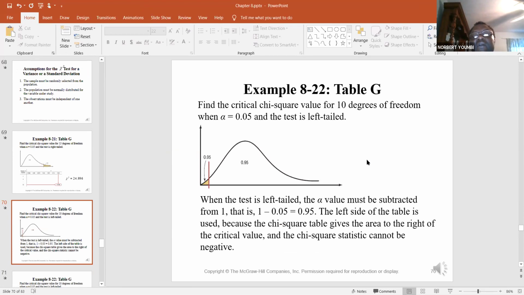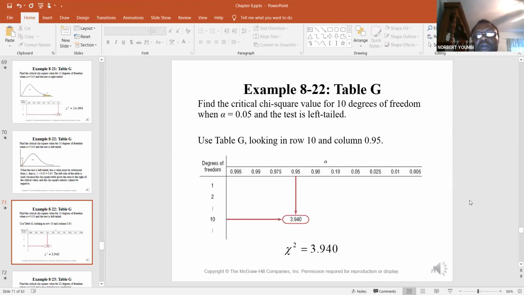Here, find the critical chi-square value for 10 degrees of freedom when alpha equals 0.05. So this is where we have 0.05. We will do 1 minus 0.05 because the chi-square distribution is a right-tail distribution. So for a left-tail test, you will do 1 minus alpha before you read the table. You will match 1 minus alpha with the degree of freedom of 10, so we have degree of freedom of 10 and 0.95. For left tail, you do 1 minus alpha for the chi-square distribution.